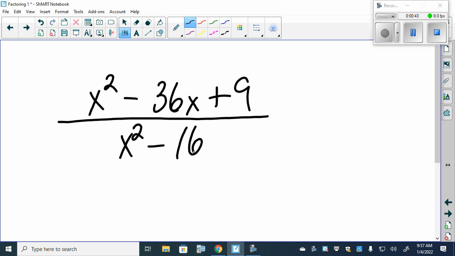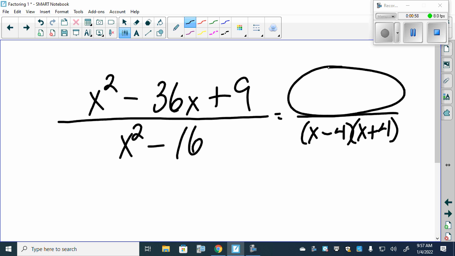Now, to work with these and really see how they work, it's going to be good to be able to factor them, because the denominator really can be rewritten as x minus 4 times x plus 4, and if the numerator has a factor of x minus 4 or x plus 4, we'll need to simplify it to be able to solve it.